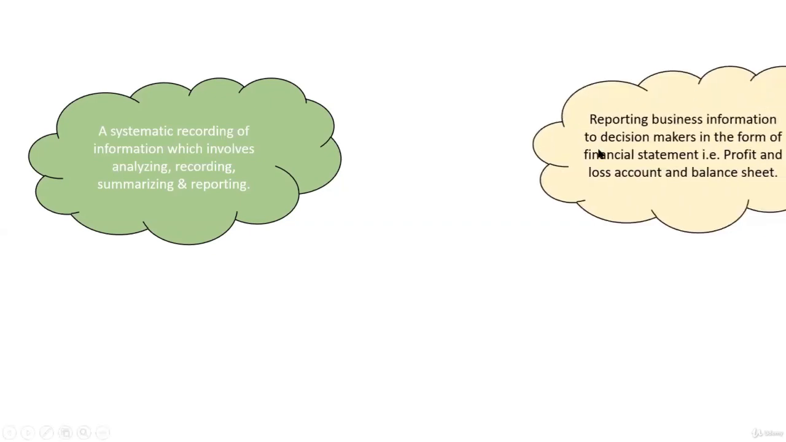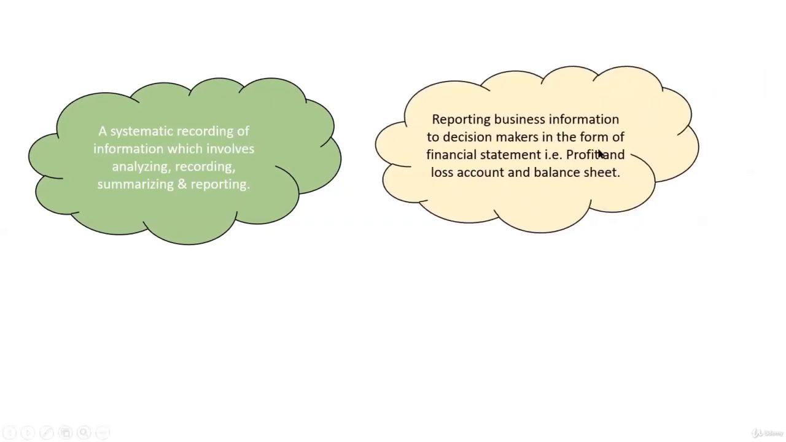Now, the second thing is reporting. What is reporting? It is business information for those who make decisions, in the form of financial statements. That is, we'll prepare financial statements like the profit and loss account and balance sheet, so that the investors of our business can decide whether to invest their money for the future or not.